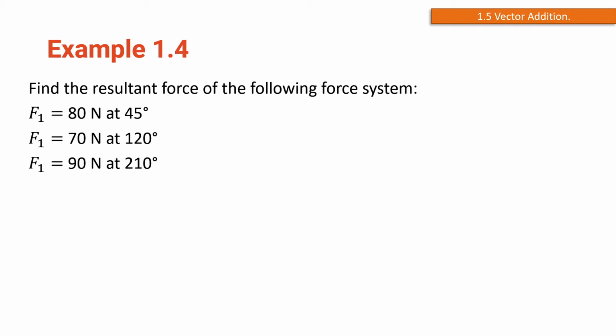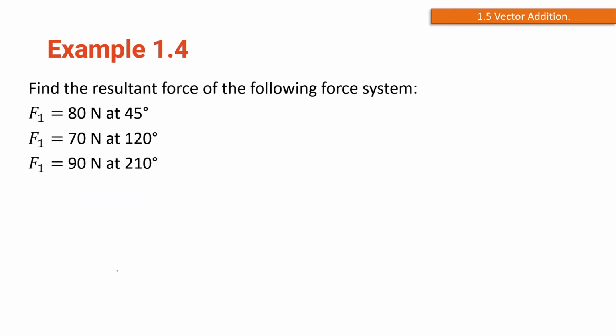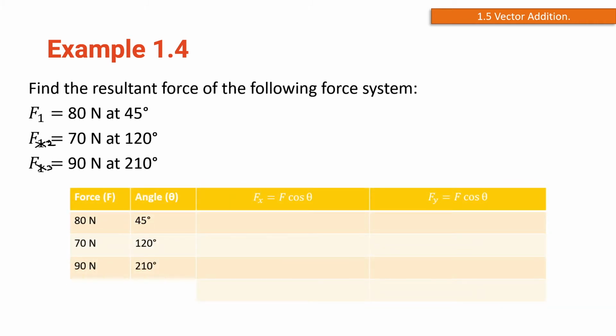So let's see example 1.4, and we will find the resultant force of this system. We have three different forces, and it is wrong. It should be force 1, force 2, and force 3. So I'm going to do the correction right now. Okay, so I'm going to use this table to make the operations.